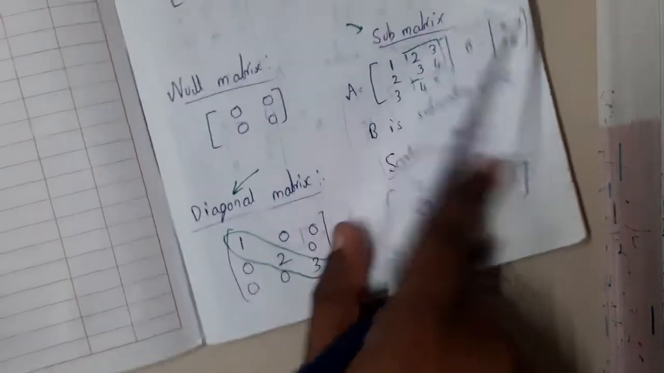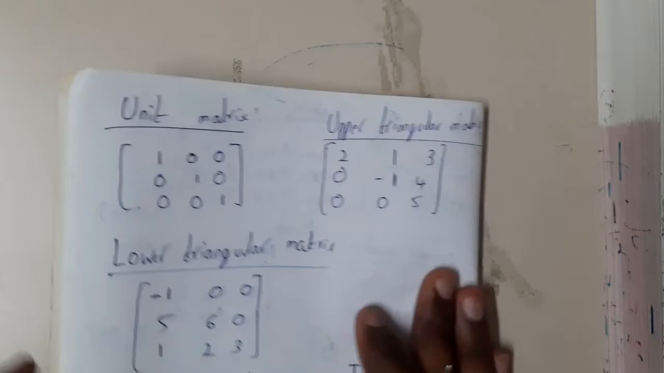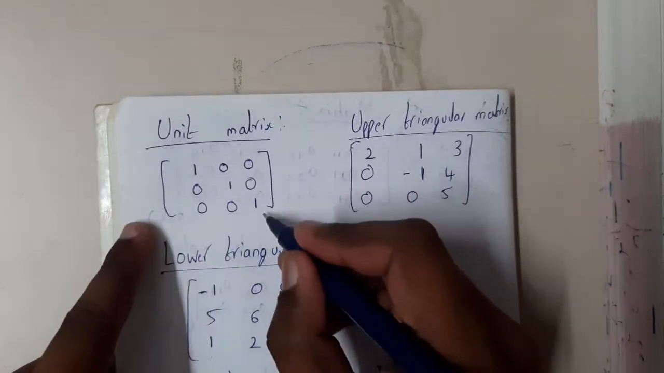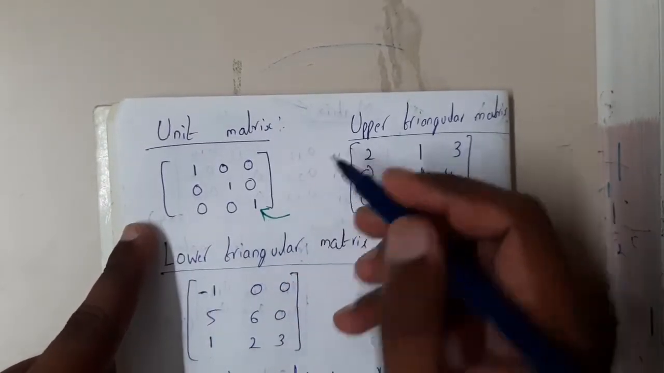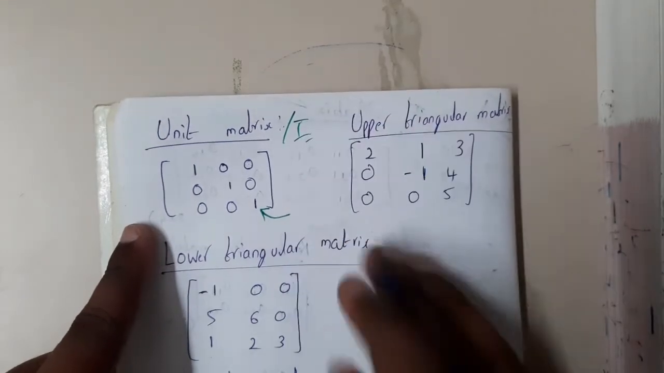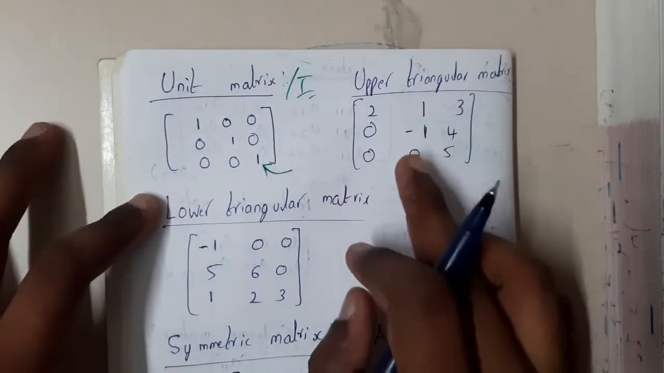Okay, similarly let us continue. Unit matrix. So unit matrix means here the diagonal will be 1 1 1. This is also called an identity matrix also. Upper matrix, upper triangular matrix.